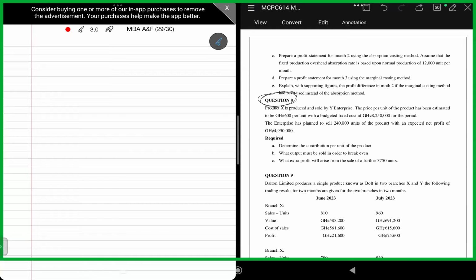Product X is produced and sold by... that's the wrong approach. That's a wrong approach. You always read the requirement first.